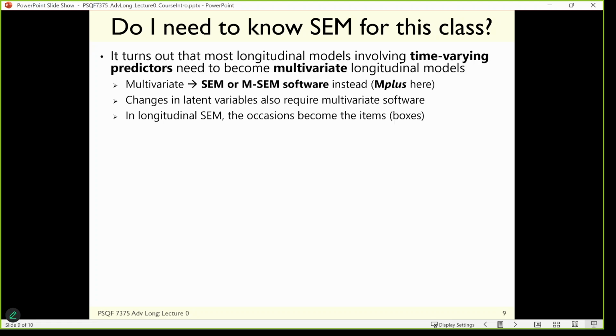Really, the difference is in data structure in that case. It's whether it's in wide or long format is the biggest difference there. If you're interested in measuring changes in latent variables as indicated by measurement models, that has to be some kind of SEM as well. And the translation, very simply, is that what we used to think about as boxes of item responses in a measurement model, these are the occasions instead.